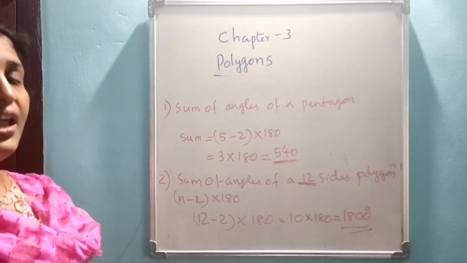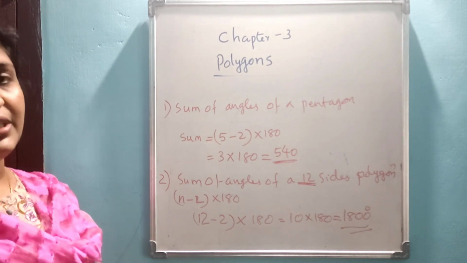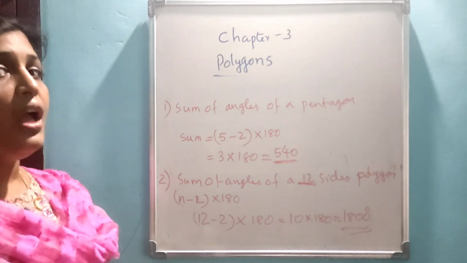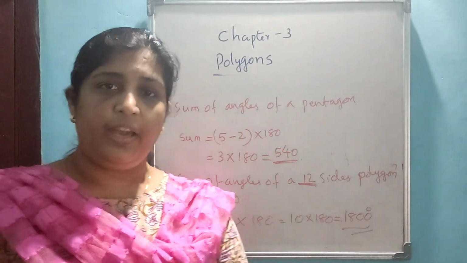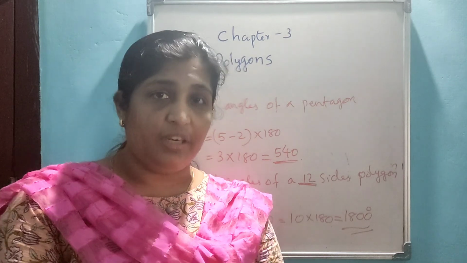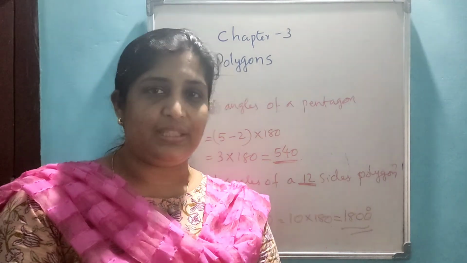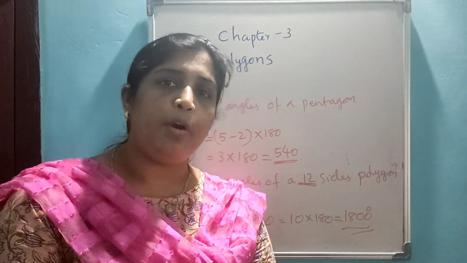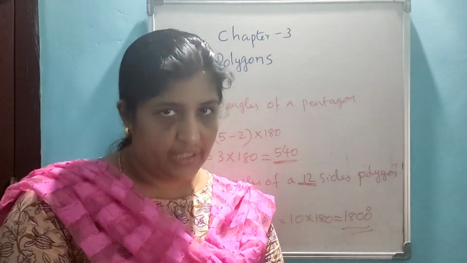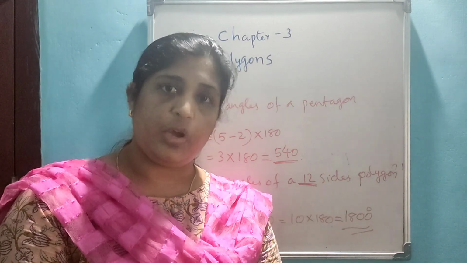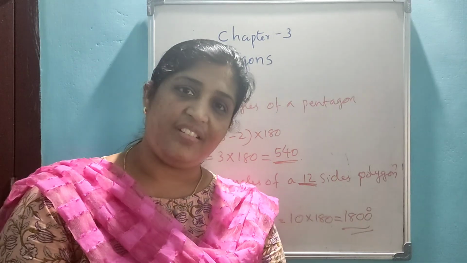So what is the equation? n minus 2 into 180 is the sum of angles of any polygon, where n is the number of sides of the polygon. Today we started a new chapter, that is polygons, and have studied a simple thing in this chapter, that is the sum of angles of any polygon is equal to n minus 2 into 180, where n is the number of sides of the polygon. So this much only for today, children. Thank you.